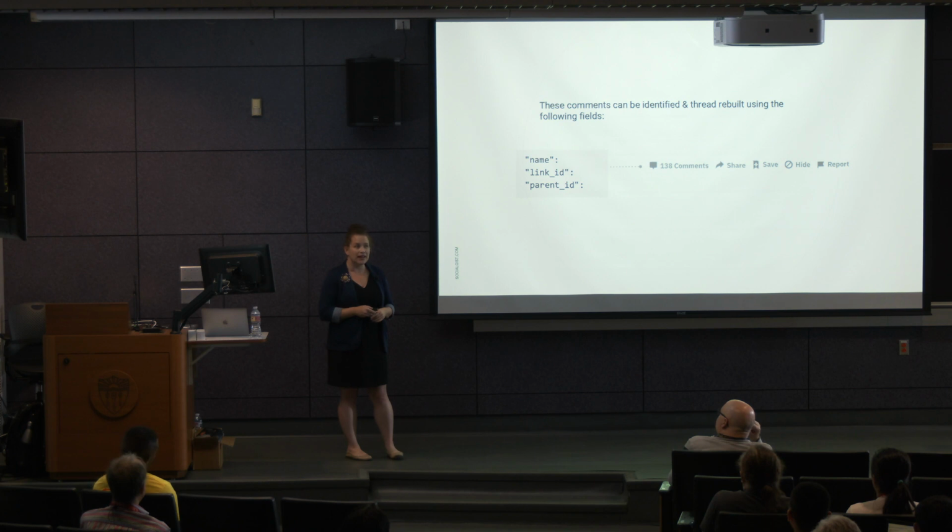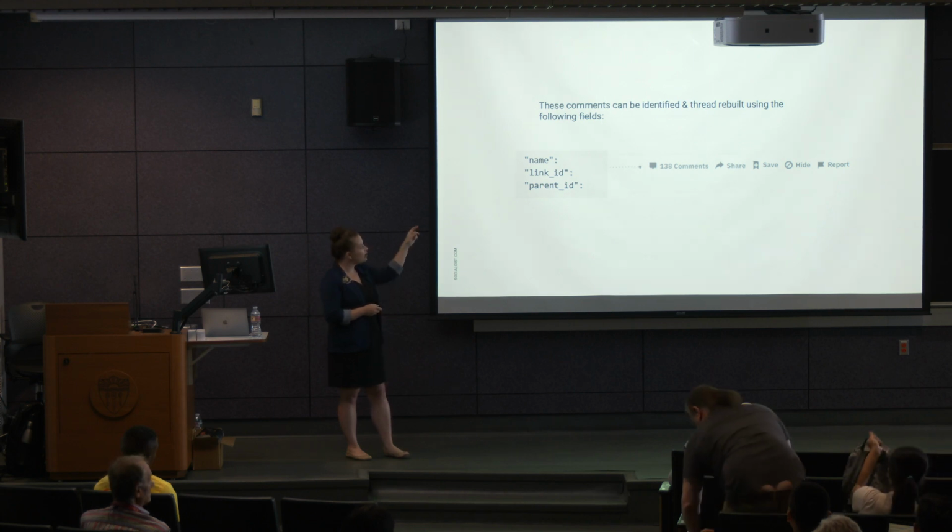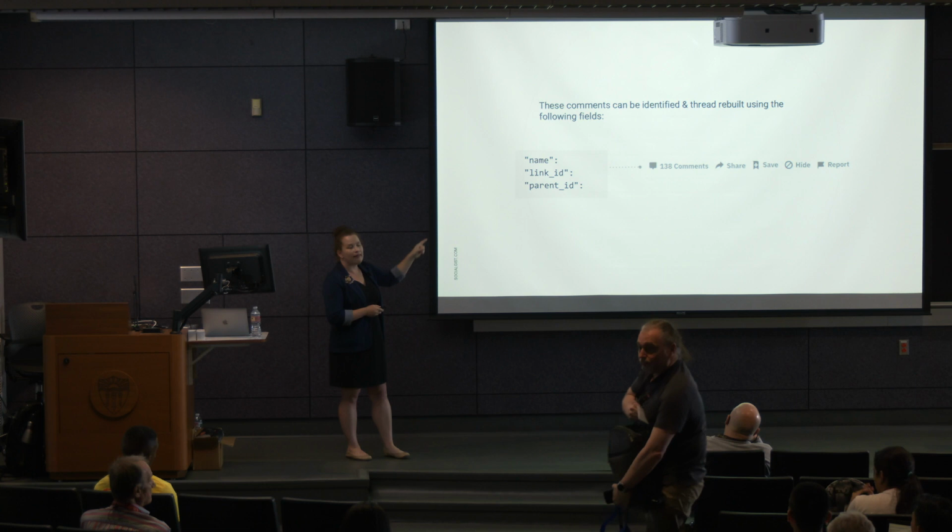So in the case of Reddit, the fields that we look at are name, which is the unique identifier for a post or a comment. And then we have these two fields, the link ID and the parent ID.